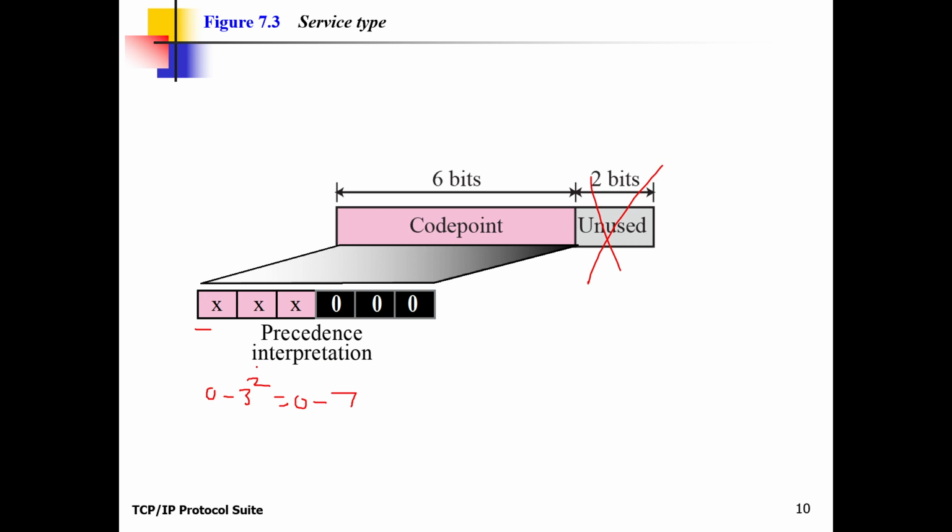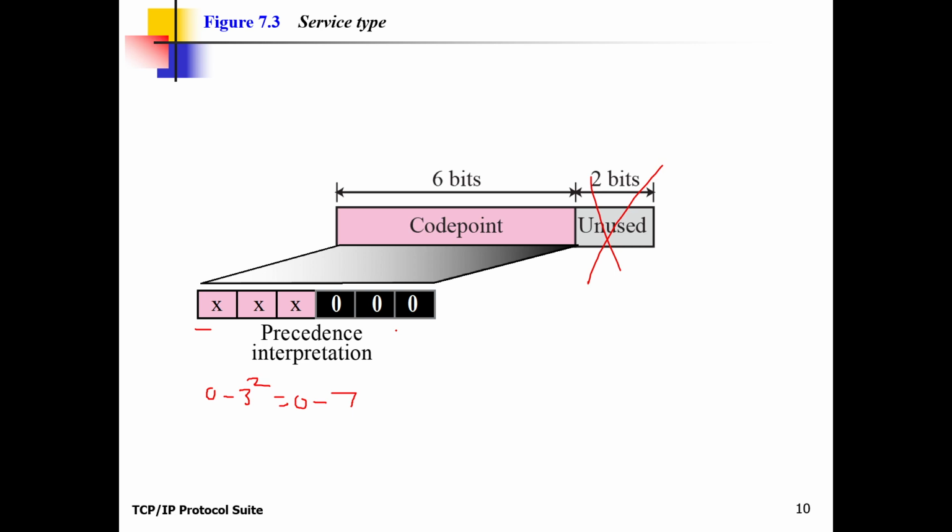When there is congestion in the network, sometimes we have to throw some of the packets away. So what we do when there's congestion is look at the priority. The packets that have higher priority we keep. If we have to delete or throw away some of the packets, then we throw the ones that have the lower precedence. So that's the precedence interpretation, as you see in here.